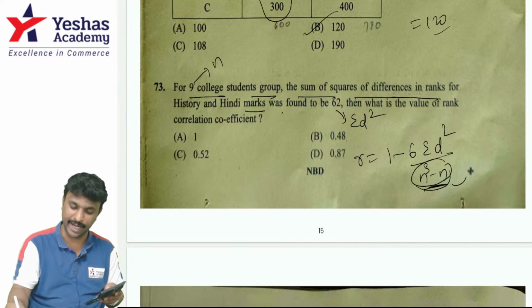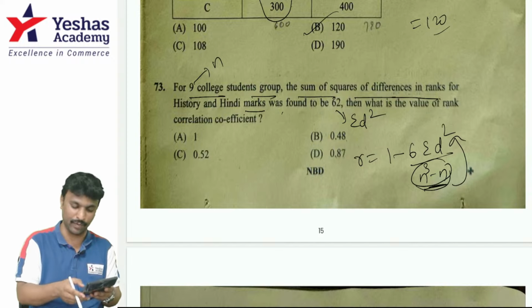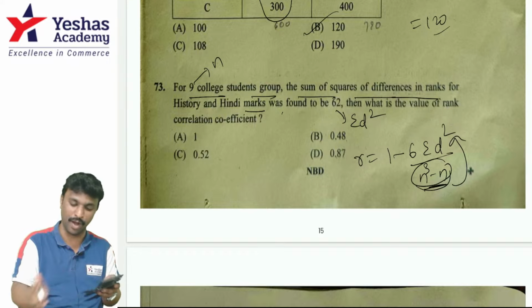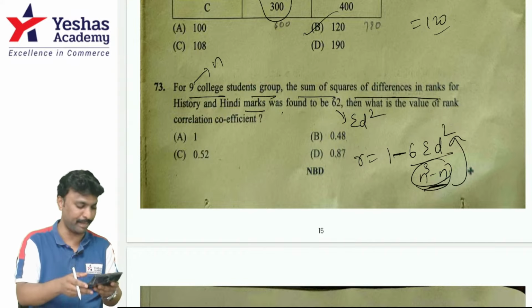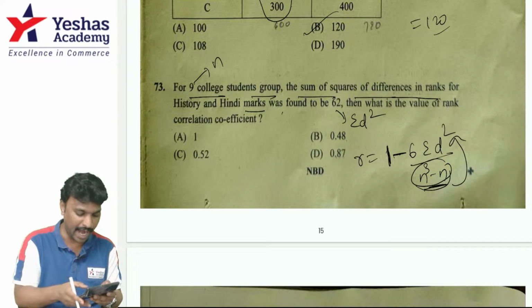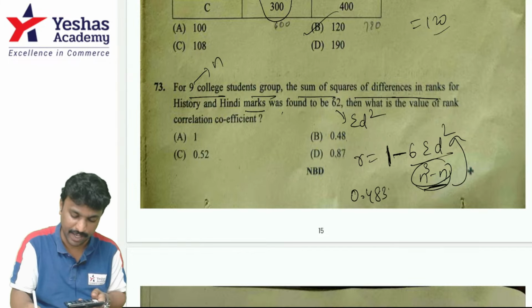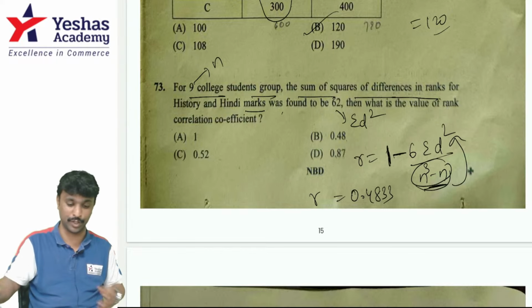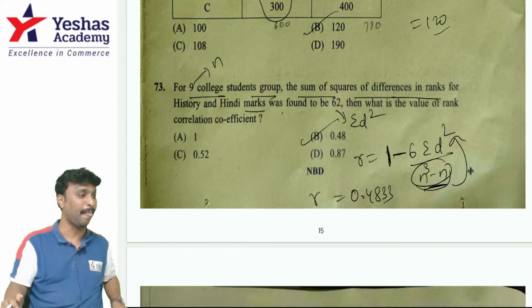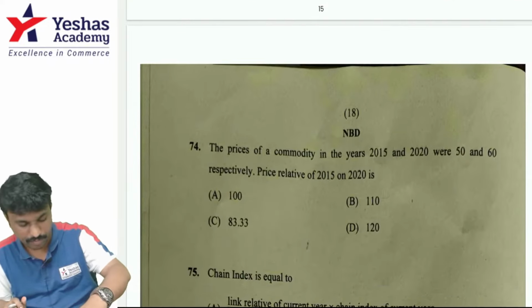Now what do you do? Take it up. How do you take it up? Divide equal, multiply 6 into summation d square is 62. How do you make this sign negative? By pressing plus or minus, then add 1. So that fetches me how much? 0.4833. So R is equal to 0.4833. Option B is the right answer.